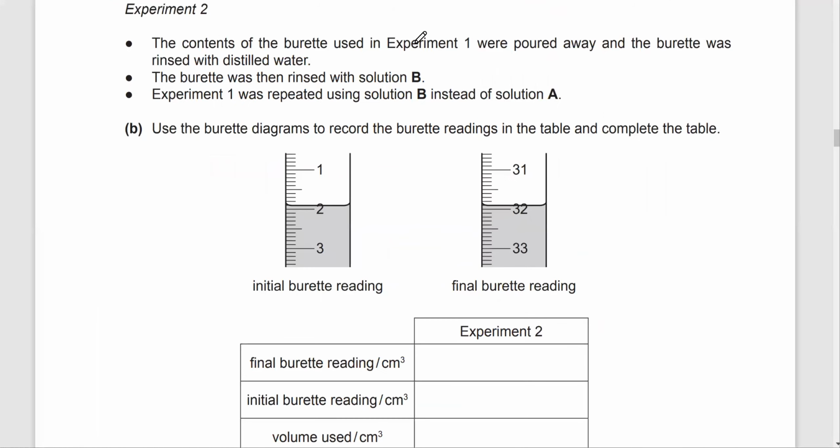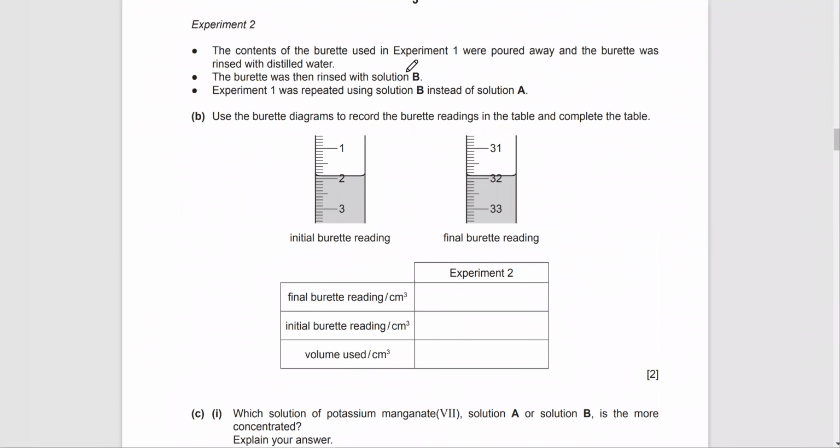Anyways, the contents of the burette used in experiment 1 were poured away, and the burette was rinsed. The burette was then filled with B. Now the same experiment is repeated. Now B is being added from the top, and there's, sorry, C in the conical flask. The same experiment 1 was repeated using B instead of A.